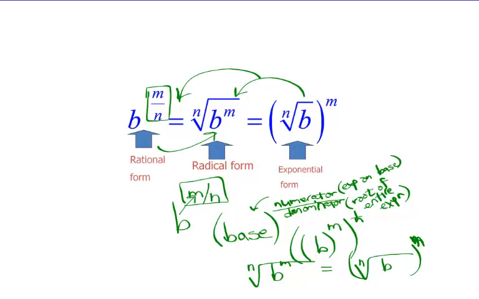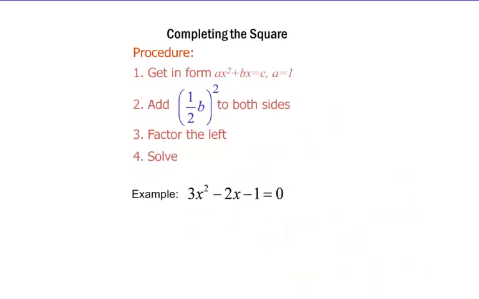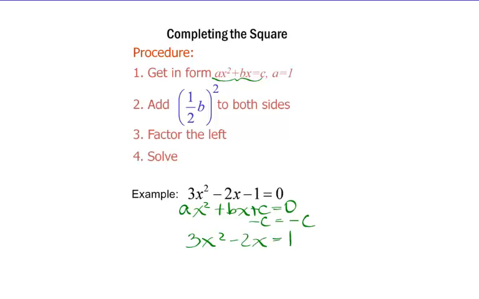We're never sure which form of that property you're going to need to use and apply. Let's review completing the square from Algebra 2. The first thing we want to do is get the quadratic equation in the form of ax squared plus bx equals c. Here's the form ax squared plus bx plus c equals 0. So step 1, we're going to subtract c from both sides. I'm going to do that with my example: 3x squared minus 2x would have to equal a positive 1.